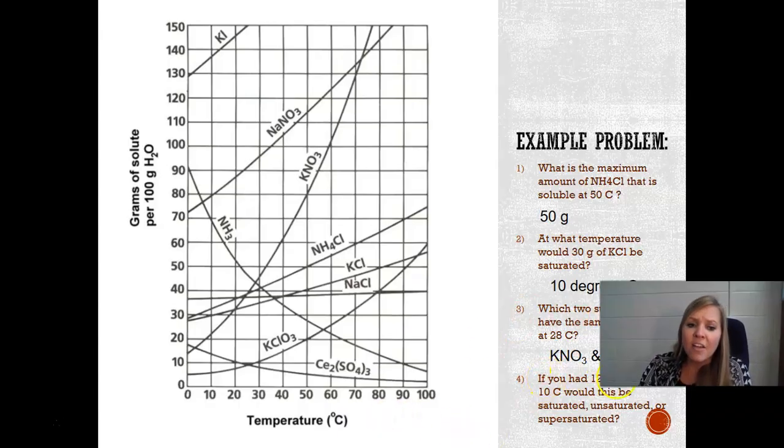The next one says, if you have 120 grams of KI at 10 degrees Celsius, would this be saturated, unsaturated, or supersaturated? We're looking at 10 degrees and 120, so let's go up, up, up. This is where my point would be, right here. But I am looking at KI, and KI is up here. Since I'm below the line, would that mean I'm saturated, unsaturated, or supersaturated? Unsaturated, very good. These are definitely some questions that you're going to see as we talk about matter and changing of matter and properties of matter.